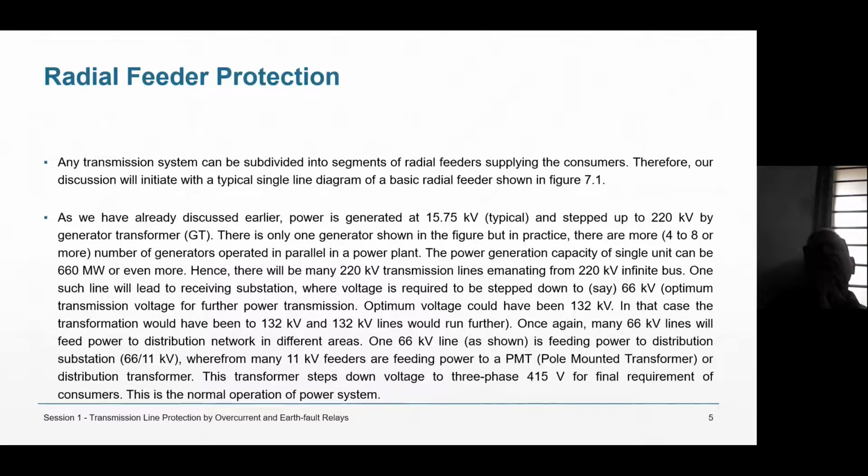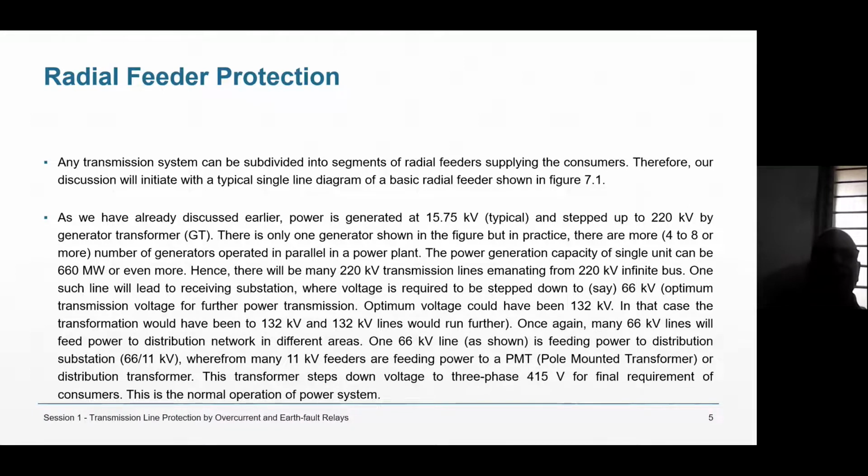So first we will start with the very simple network, the radial feeder. Such radial feeders are there because at the end where you feed, it is radial. Power is coming up to 132 kV in the interconnected system. But from 132 kV to 66 kV, 66 kV to 11 kV, and 11 kV to 415 volt by transformers, and then to final consumers, it is going through radial feeders. I mean, at the consumer end, there is no source.